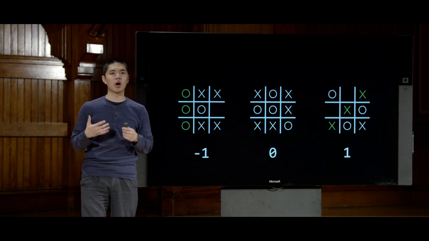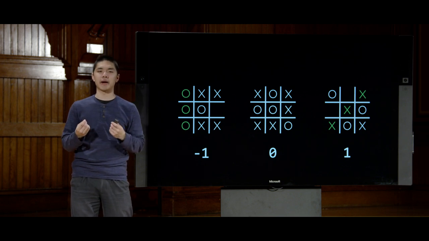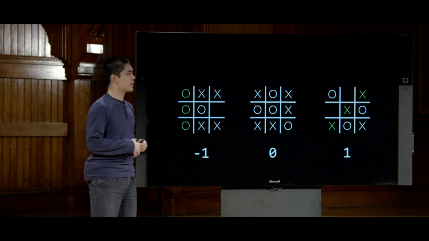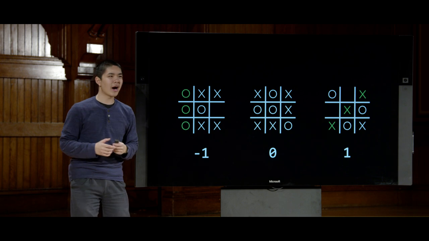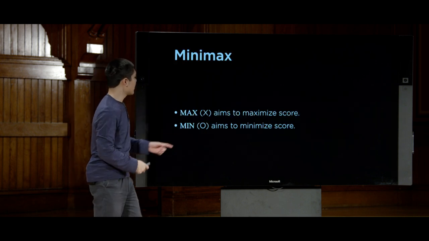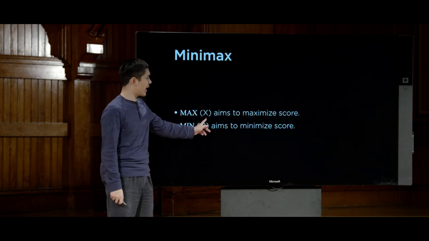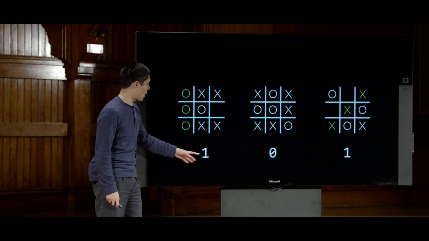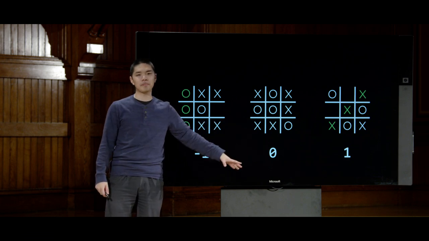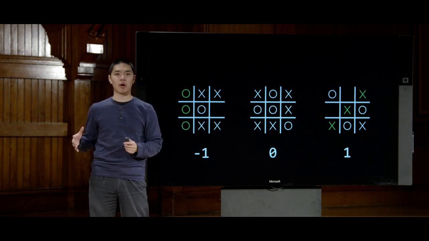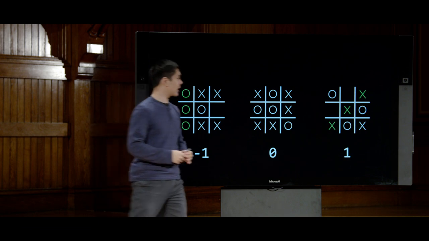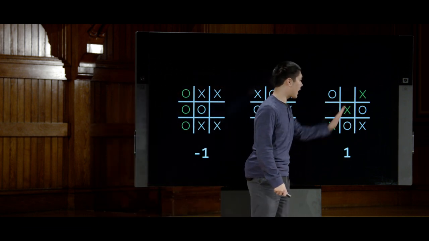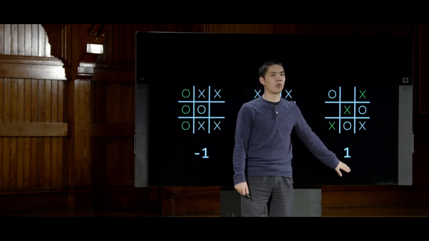And we're going to go ahead and call the X player the max player. And we'll call the O player the min player. And the reason why is because in the Minimax algorithm, the max player, which in this case is X, is aiming to maximize the score. These are the possible options for the score, -1, 0, and 1. X wants to maximize the score, meaning if at all possible, X would like this situation, where X wins the game, and we give it a score of 1.